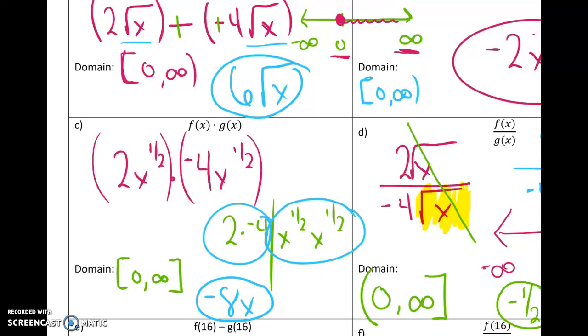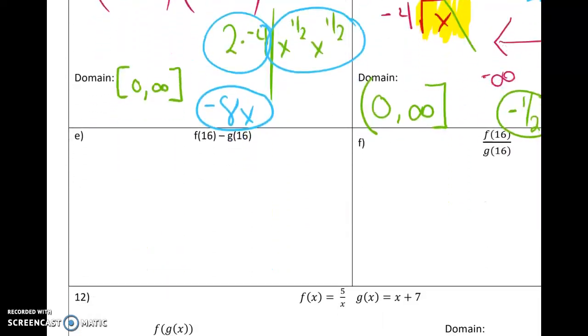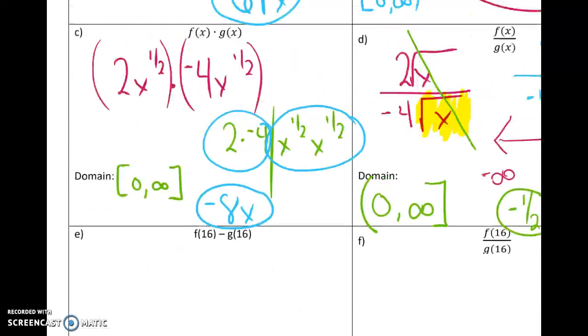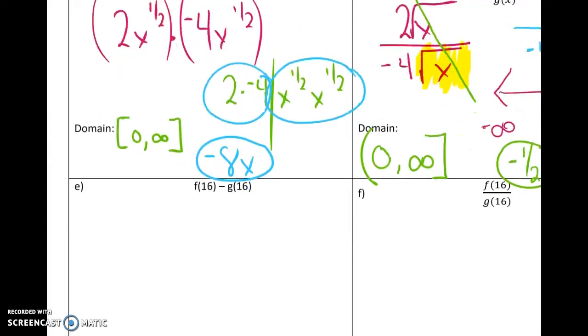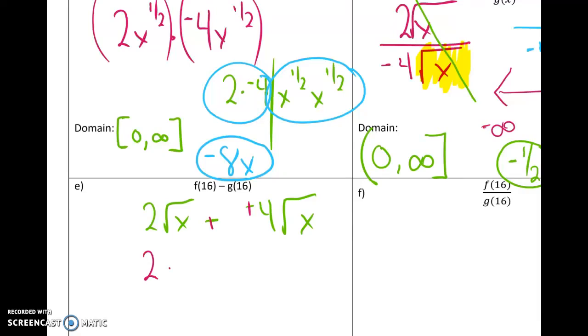So on E, there's a couple of different ways you could do this. So probably the easiest way to progress through E is to actually put 16 into f of x and put 16 into g of x. And I'm going to write them as their square roots. So f of x was this, minus, and then here's the -4. I'm going to quickly add the opposite. And now I'm just going to put the 16 in there.